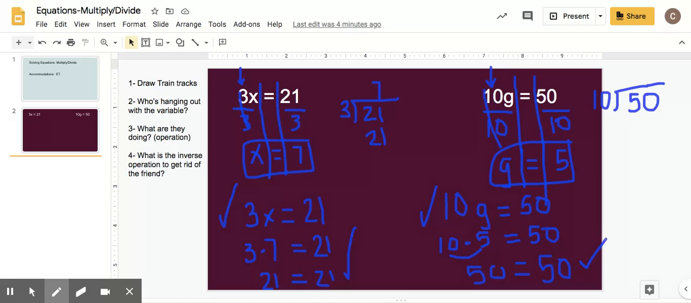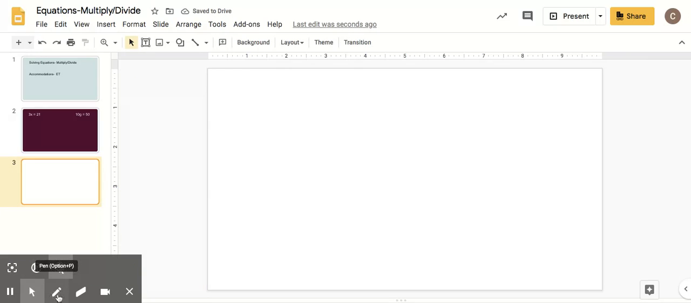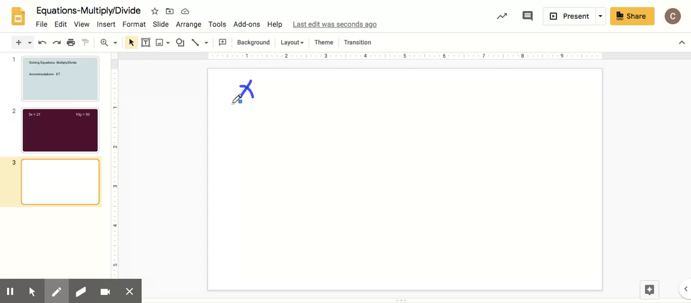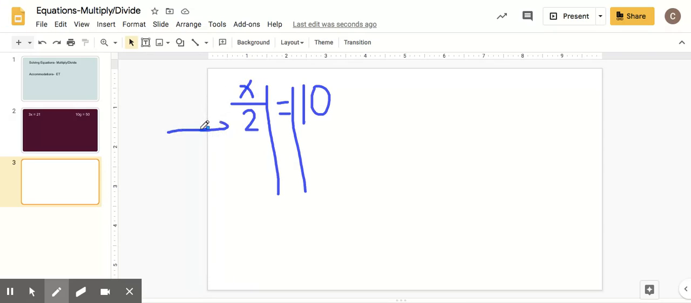Questions, comments, or concerns about that? Okay, so we're going to jump into division. All right, so for division, we may see something that looks like x over 2 equals 10. So we are still going to follow our steps, drawing the tracks. We're still going to ask our questions. Who's hanging out with x? This time our answer is 2.